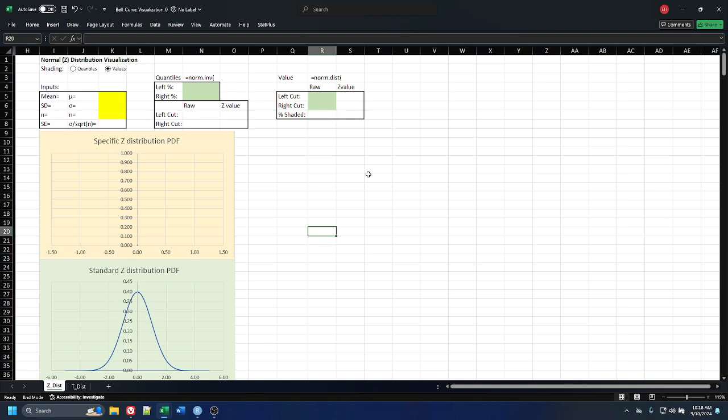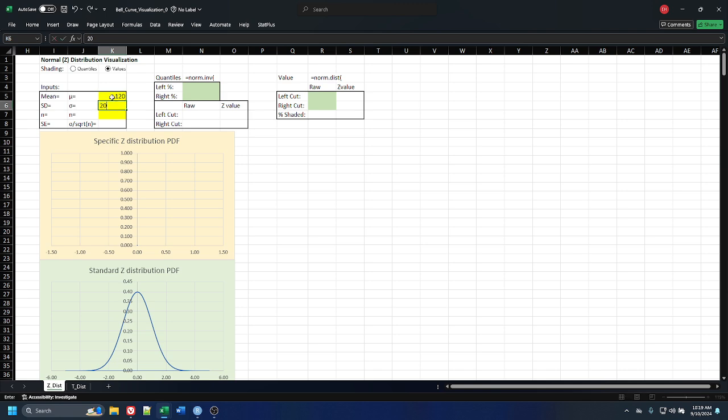Hello everyone. In this video we are going to use our normal distribution and start seeing how we can calculate probabilities with it when we are given specific cutoff points in scenarios. First of all, we're going to use this little visualization tool to show how we can have a specific z distribution, how we can look at the standard z distribution, and how we can get different probabilities.